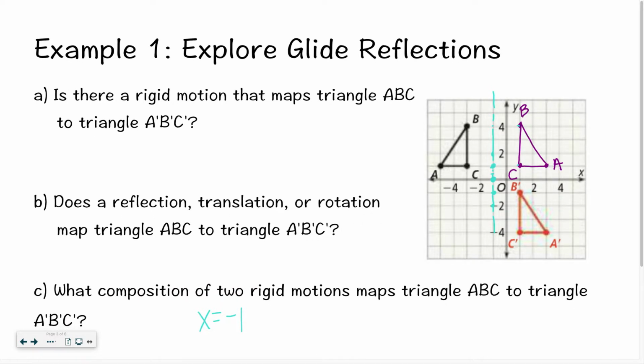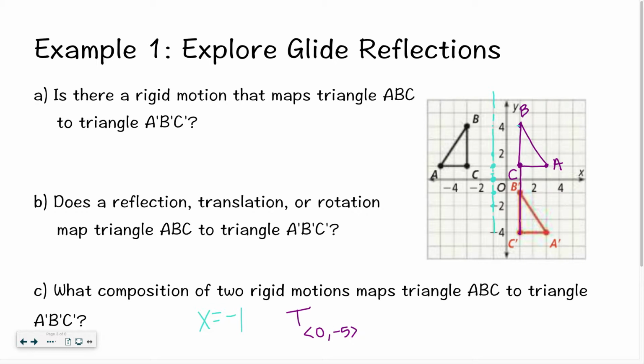And now we have to figure out what that translation is that moves it. So how far does C have to move in order to get to C prime? It moves 1, 2, 3, 4, 5. It went down 5 units, so I translated it. Did I move it left or right? No, so I'm going to put a 0, and then I'm going to put a -5.